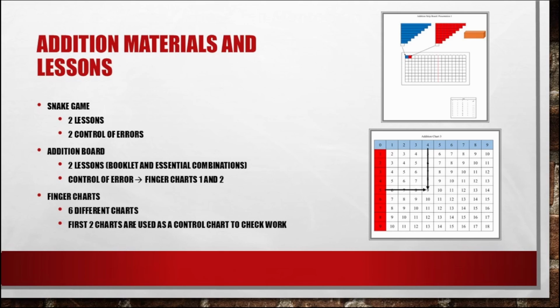And then later on, if you want, you can come back and introduce that second variation of the addition snake game. So you get through the snake game, and then you'll move on to the addition boards, and there are 2 different lessons there. You have a booklet, and then you have a lesson on essential combinations. And you do have a control of error for the addition board, and that is finger charts 1 and 2. And we'll get more into that as we go along in our video series. Just be aware that in addition, there are 6 different charts. The first 2 charts are used as a control chart to check work. And then the last ones, the other 4, are really very exploratory.